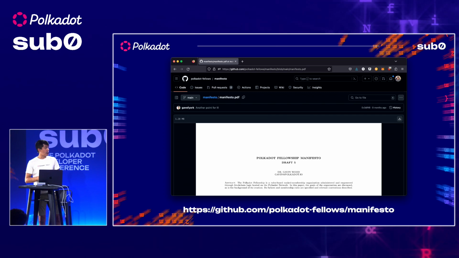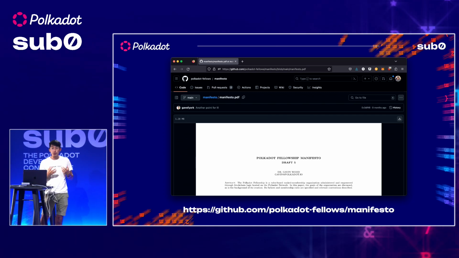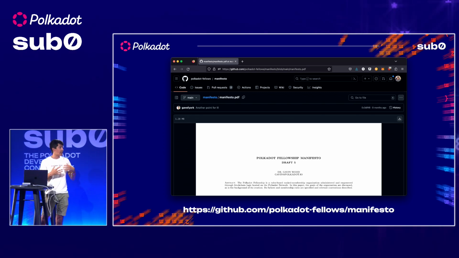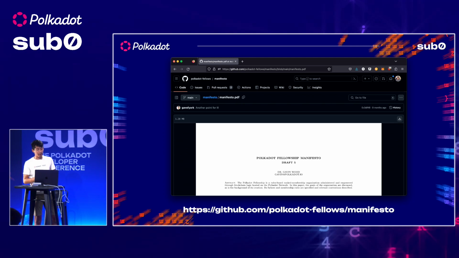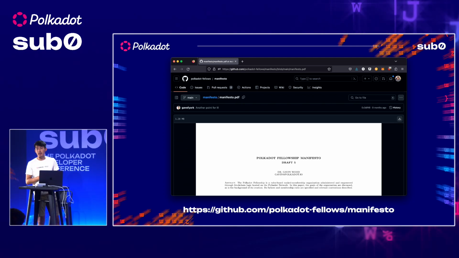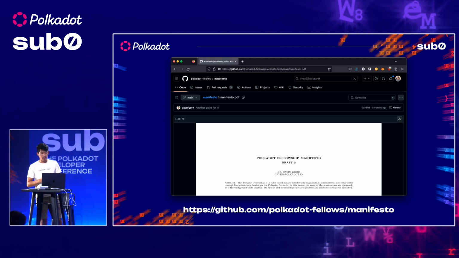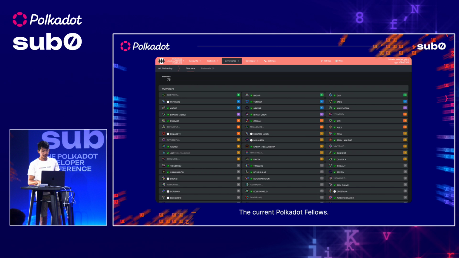If you want to learn more about the fellowship, there is a nice long manifesto written by Gav that was approved by the whole network on what the fellowship does, what its responsibilities are, and how you navigate through it. This is a very important part. If you want to be part of the fellowship, you need to read this and understand the main mission of what we're trying to do here. But ultimately, again, it is to be technical stewards of the Polkadot network.